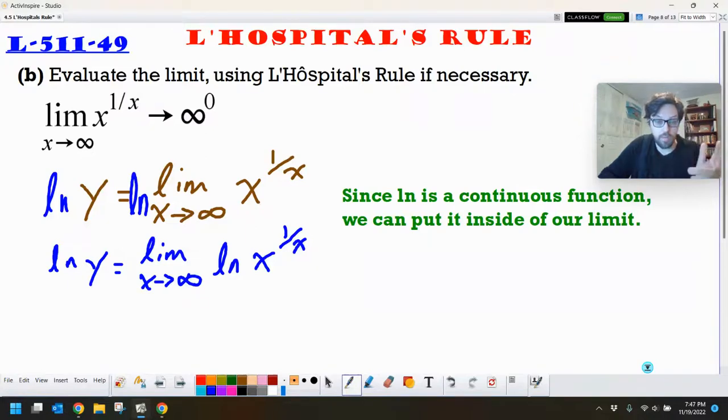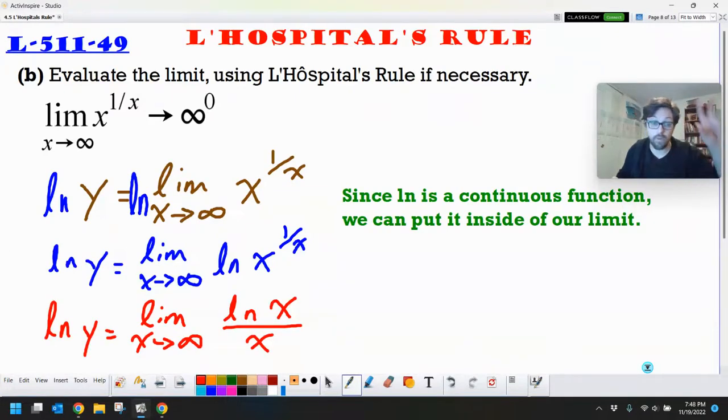All right. Well, the trick with ln, and it's why I picked it, is we can take whatever is inside of that natural log and pull it in front. So we can take that 1 over x and put it in front of the ln of x, which then makes a fraction. That 1 over x going in front becomes basically a divide by x. So now let's check it for L'Hopital's rule.